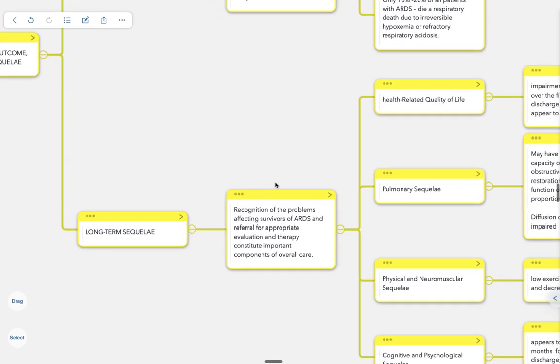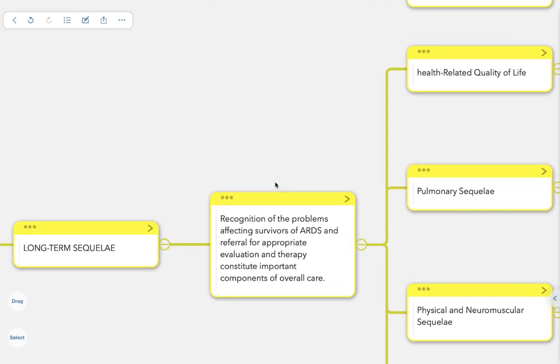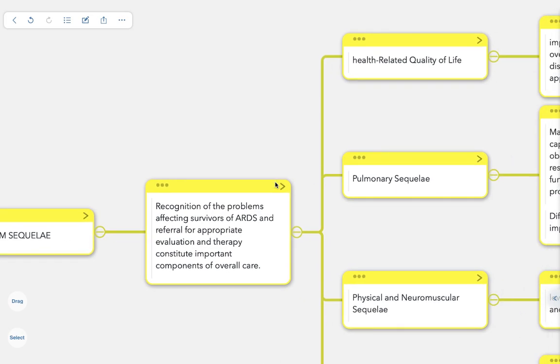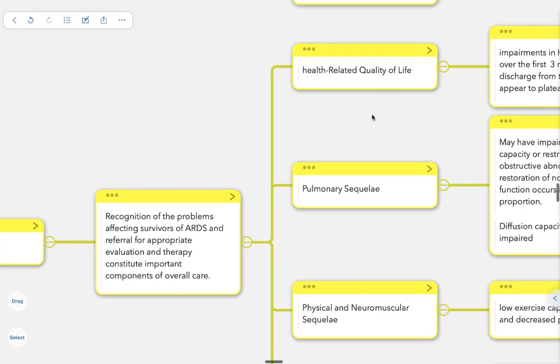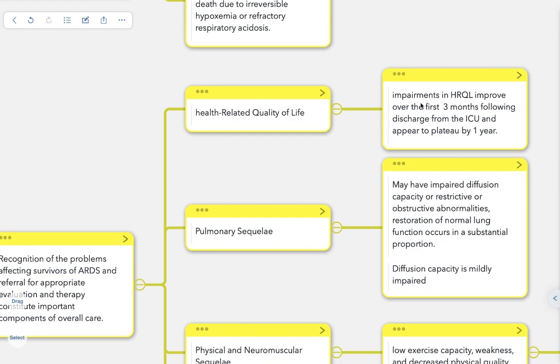Coming to the long term sequelae. Now, it is important for us to recognize the problems which affect the survivors of ARDS, and we should refer these patients for appropriate services. That should form an important constituent of our daily practice. So, how do you measure the sequelae? By using the health related quality of life, or HRQL. The impairment in HRQL improves over the first 3 months following discharge from ICU and appears to plateau by 1 year. Coming to pulmonary sequelae, this may have impaired diffusion capacity or restrictive or obstructive abnormalities.